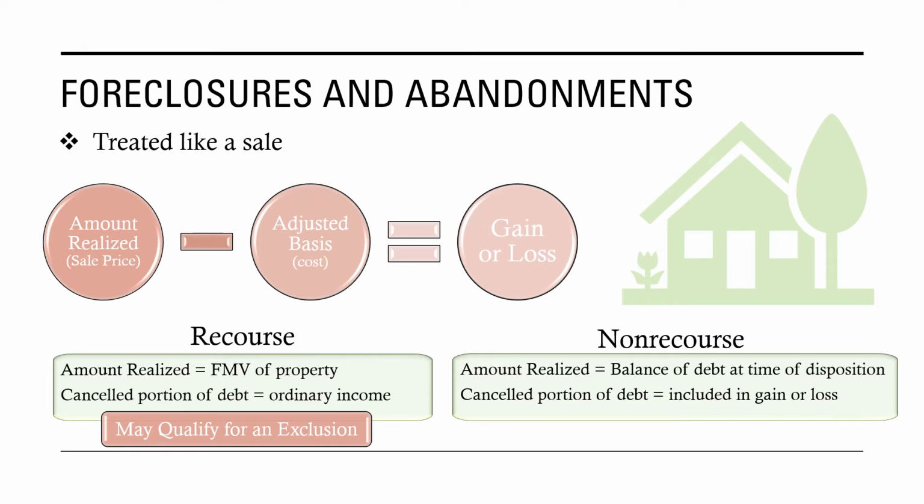So you might expect a gain or a loss calculation, and then you're also going to have some ordinary income that would need to be excluded. That's where this exclusion that we're going to be talking about comes from. So it's with the recourse debt that we may be able to qualify for an exclusion. With the non-recourse debt, because the balance of the debt at the time of the distribution is considered part of the amount realized, that canceled portion of the debt is effectively included in the gain or loss.